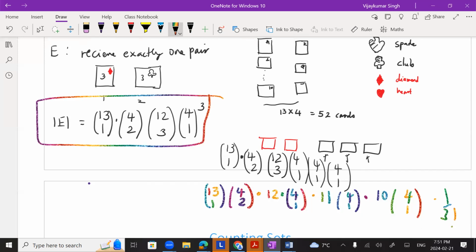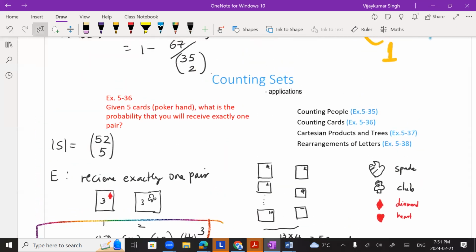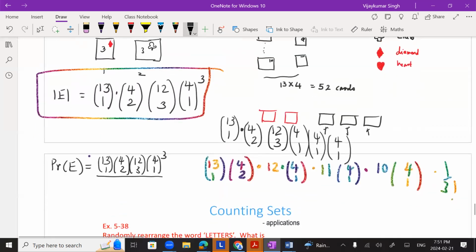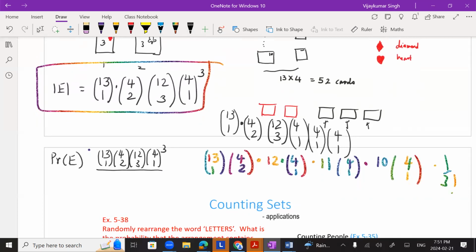So this is my event E. And then what do I get here? I get the probability of E, which is our poker hand with exactly 1 pair, is going to be the size of E, which is 13 choose 1, 4 choose 2, 12 choose 3, 4 choose 1 to the power 3, the whole divided by what we are choosing, which is 52 choose 4. So, does that make sense?